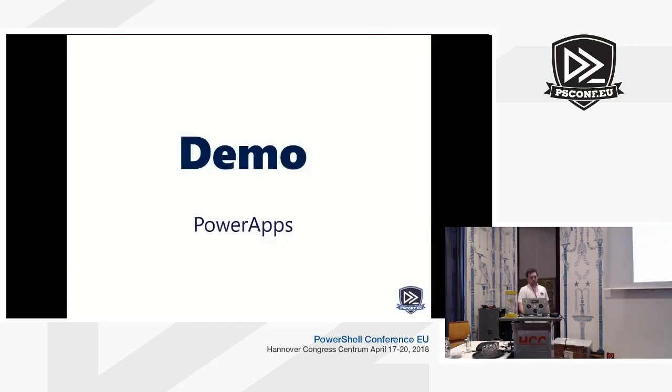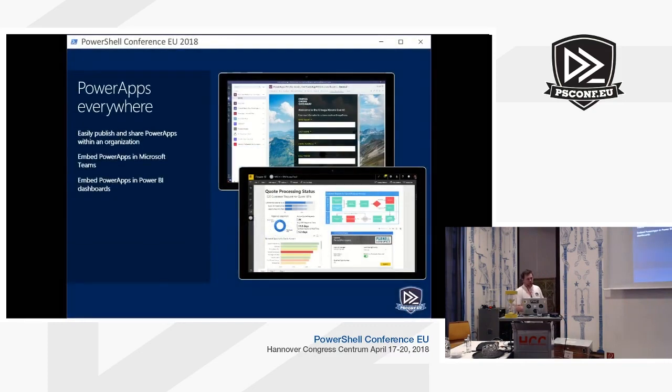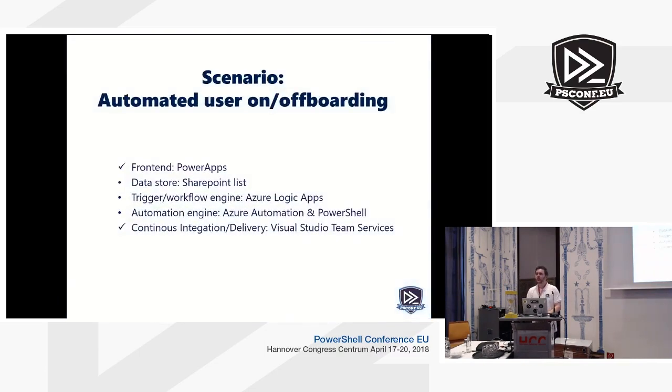So that's Power Apps in a nutshell. That's going to be the front end for our scenario, and it's also easy to integrate in many places. For instance, if you're using Microsoft Teams, you can add a Power App as a tab there, so it's very accessible for the users. It's also possible to embed them in Power BI dashboards, so there's a lot of flexibility. Question? So if you integrate this in Teams, you get direct access to this app in Teams?